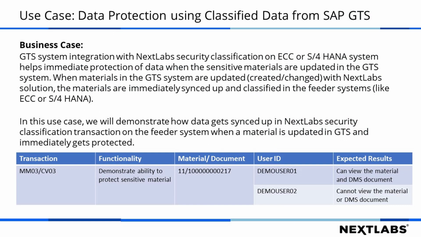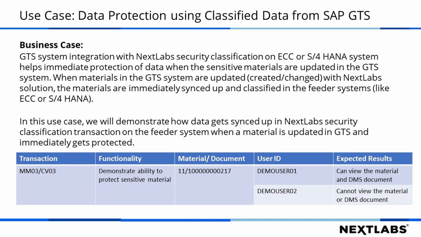GTS system helps organizations to better manage global trade operations, ensures ongoing trade compliance, and optimizes the cross-border supply chain. GTS legal control data like ITA, EAR, and classification information may or may not be available in the feeder systems. With NextLabs solution in place, any changes on the products in the GTS system can be quickly updated in the feeder system, which would allow organizations to restrict access to sensitive data immediately.